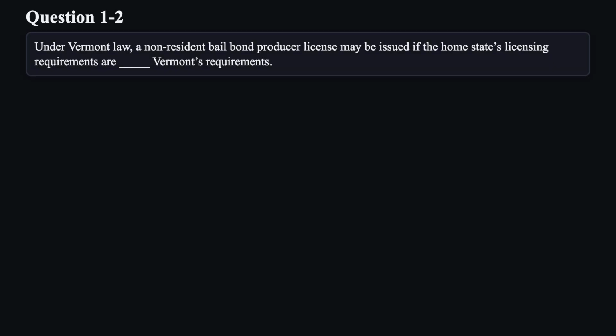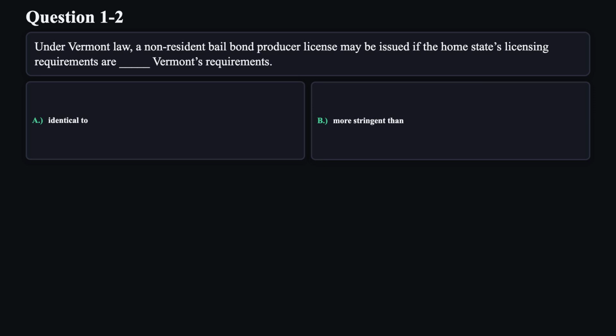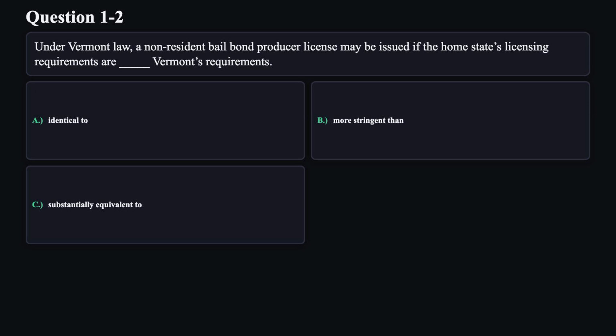Question 2. Under Vermont law, a non-resident bail bond producer license may be issued if the home state's licensing requirements are Vermont's requirements. A. Identical to. B. More stringent than. C. Substantially equivalent to. D. Less stringent than.